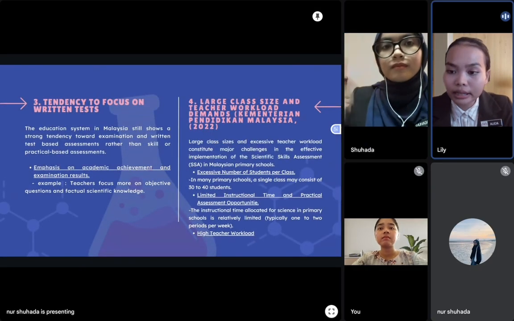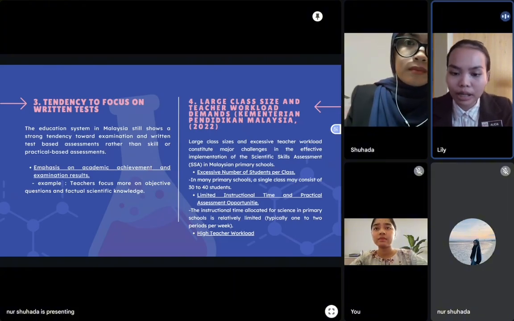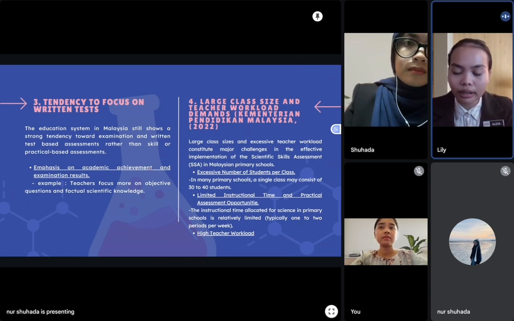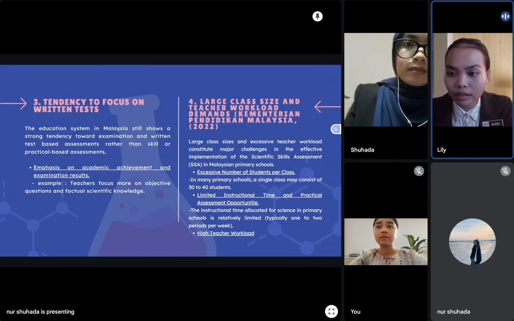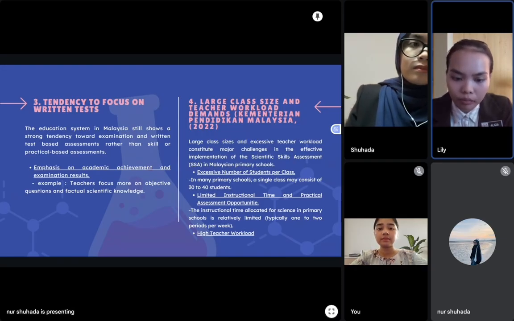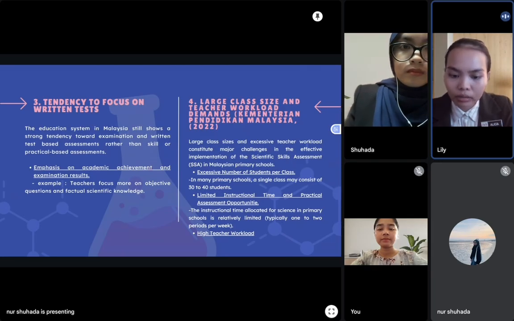The next challenge is the tendency to focus on written tests. The education system in Malaysia still shows a strong tendency toward examination and written test-based assessment rather than skill or practical-based assessment. This is because the school emphasizes academic achievement and examination results. For example, teachers focus more on objective questions and factual scientific knowledge. These situations create a teaching-to-the-test culture where students are trained to answer questions rather than to think scientifically.